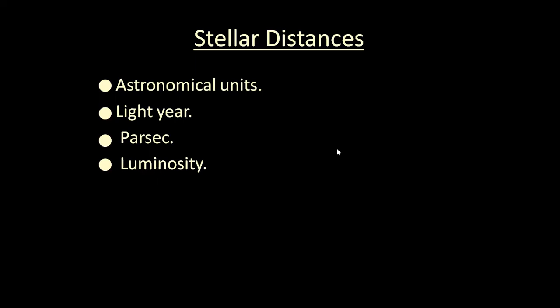And next is luminosity. Different stars have different brightness, so the energy emitted by each star per second is called luminosity, or we can say the brightness emitted per unit second is called luminosity. And the luminosity of the sun, as I said, is 3.9 into 10 power 26 watt.